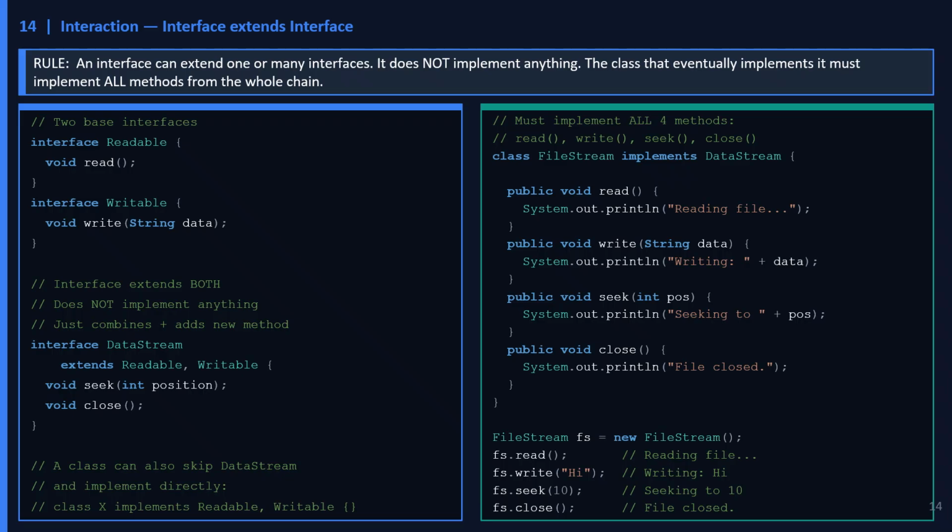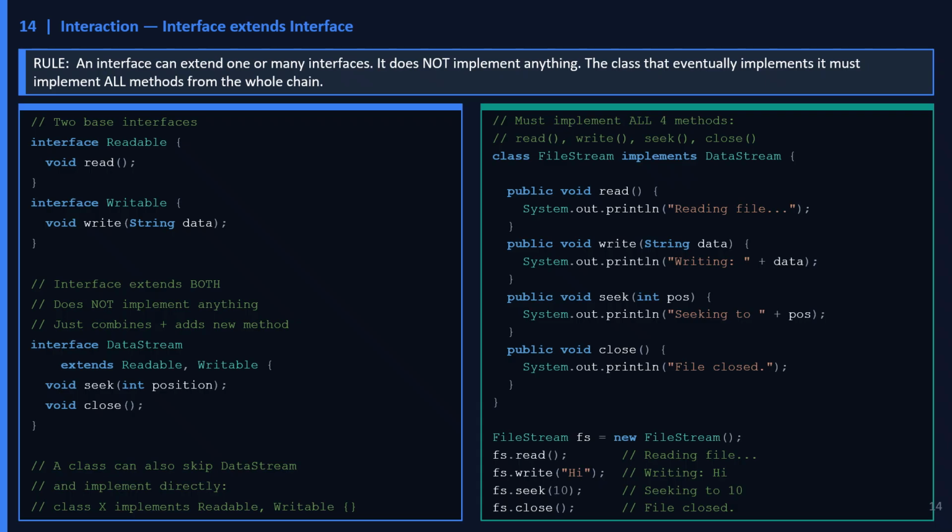Interfaces can also extend other interfaces, and an interface can extend more than one interface at the same time. The rule is when an interface extends another interface, it does not implement anything. It just takes everything from the parent interface and adds more on top. The class that eventually implements it must implement everything from the whole chain.